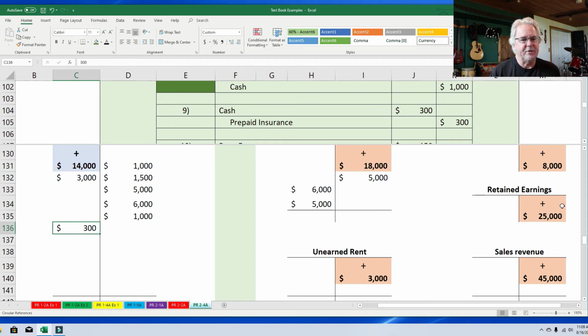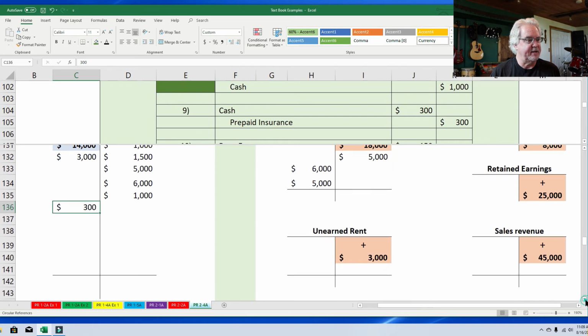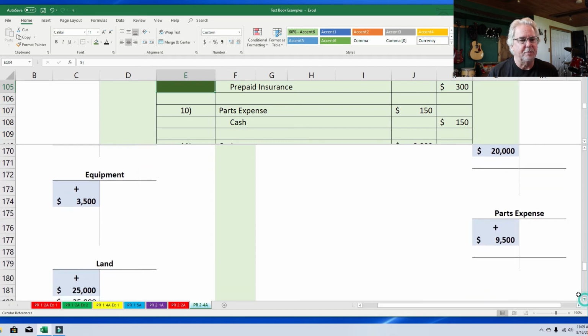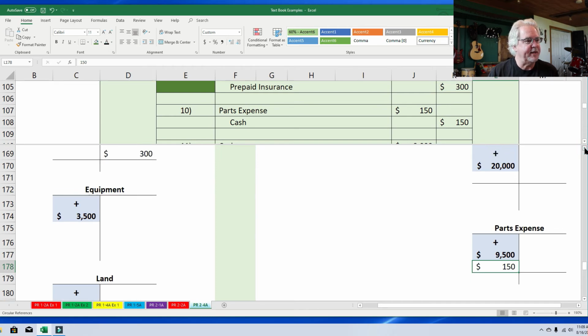Prepaid insurance, $300 on the right-hand side. And mark this off as being done. Parts expense, $150. So parts expenses are over here on this side. So parts expense for $150, and cash is being spent for $150. Cash is on the right-hand side.